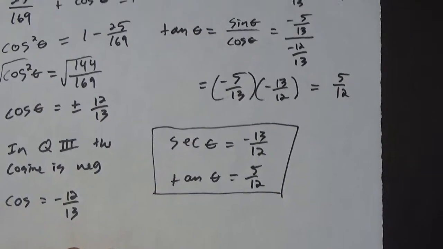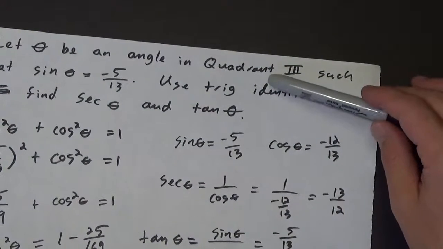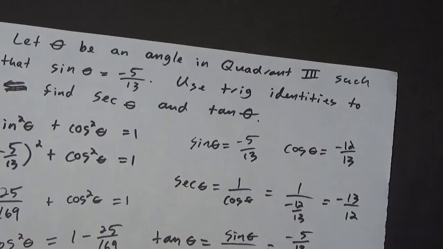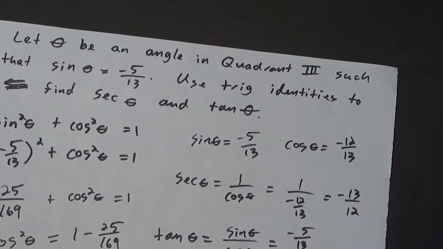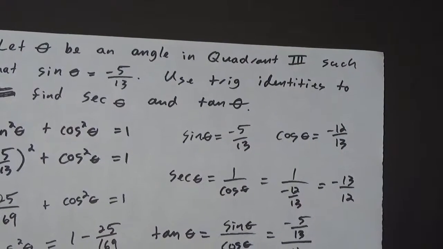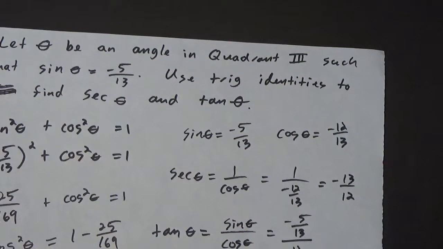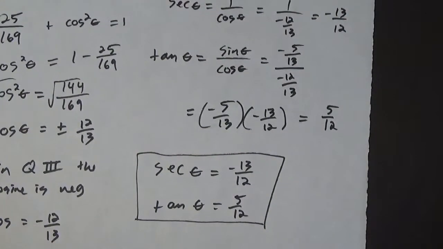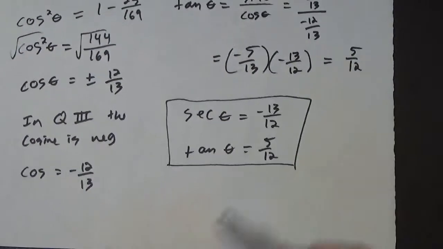Okay, so another good problem using trig identities to find trig functions. Again, the key to this is if it tells you to use a trig identity, no matter how much you want to, don't draw a triangle. That is wrong. Even if you come up with the correct answer, it's not correct. So don't put yourself into that situation. Use the trig identities.